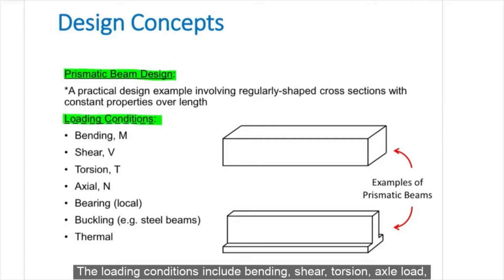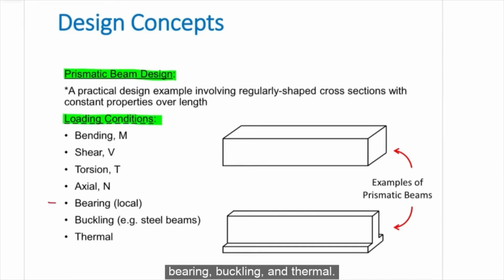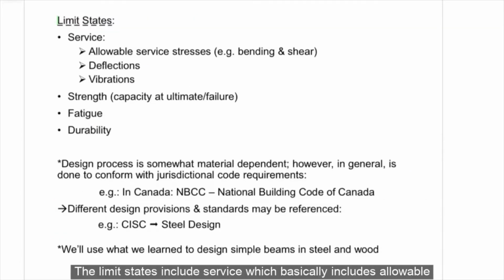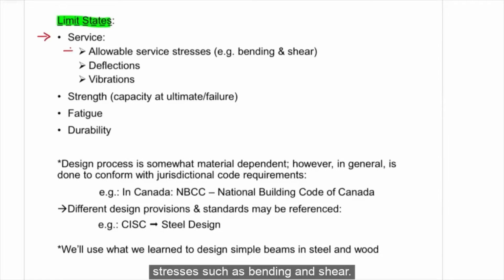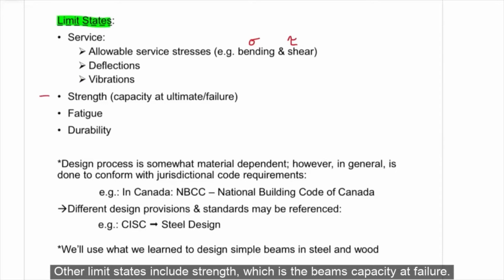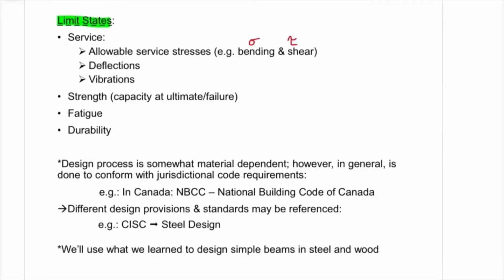The loading conditions include bending, shear, torsion, axial load, bearing, buckling, and thermal. The limit states include service, which basically includes allowable stresses such as bending and shear. There's also deflections and vibrations. Other limit states include strength, which is the beam's capacity at failure. There's also fatigue and durability.